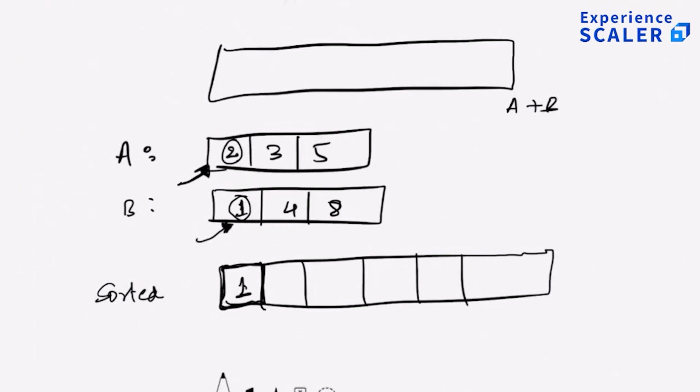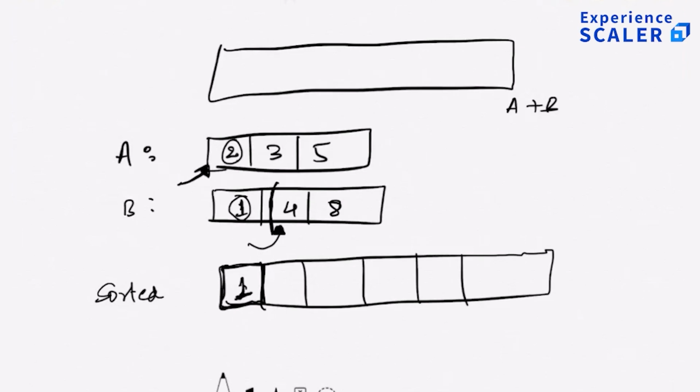So 1 comes here. Now, if I have inserted 1 here, then it is as good as saying that I remove 1 from B. It is the same thing. So how do I remove 1 from B? I just change this pointer to now point at the number 4. This is as good as saying that I'm now merging two arrays, one which is A and one which is B, but B is starting from this point onwards. And I again do the same thing.